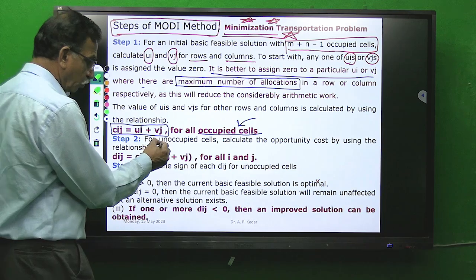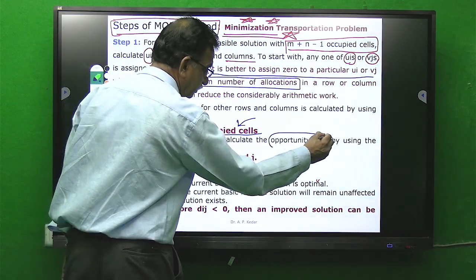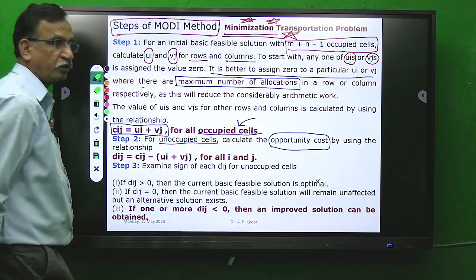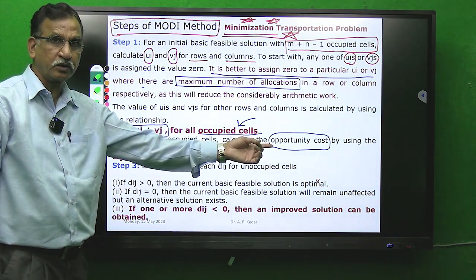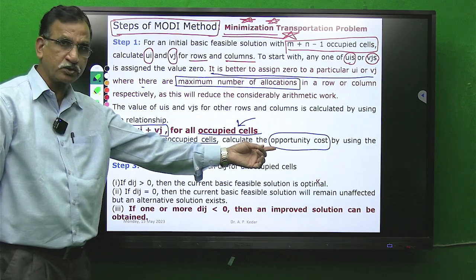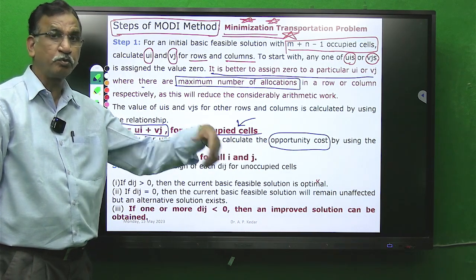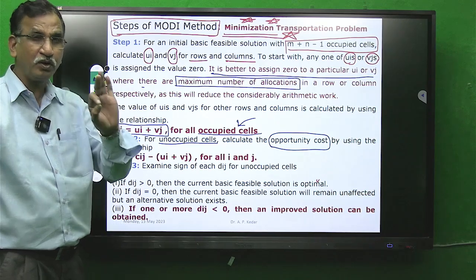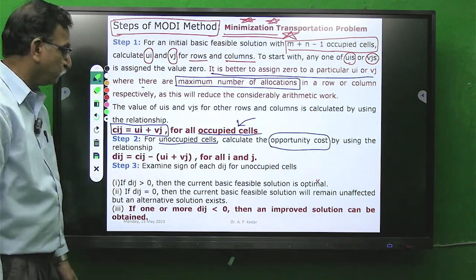Then for unoccupied cells, calculate the opportunity cost. Yes, this is very important. If you remember in my previous slide, for a minimization type of objective function, if this cost is negative, your solution is not optimal, improvement is possible. That I have only mentioned, and here I will explain in detail.